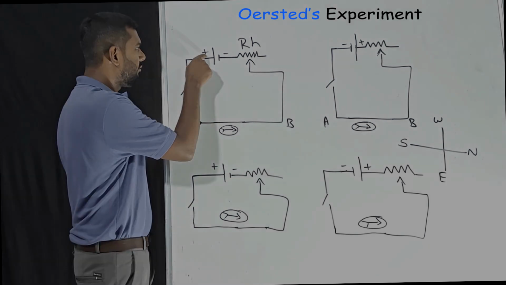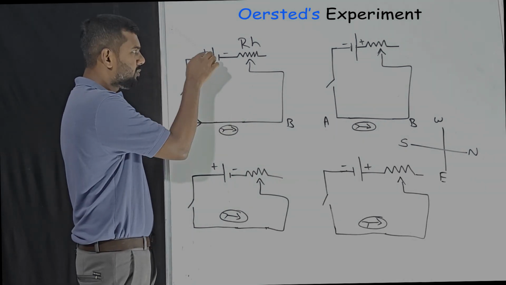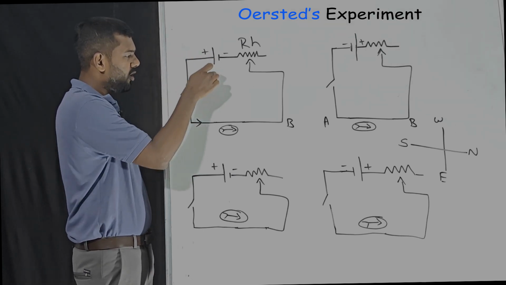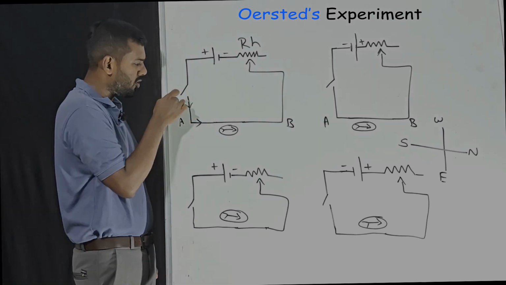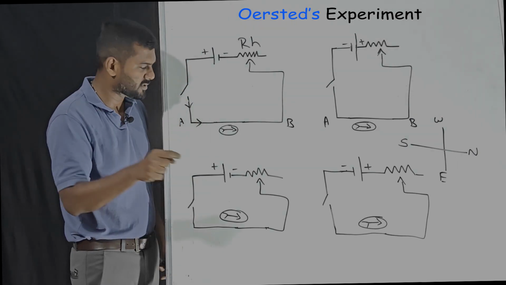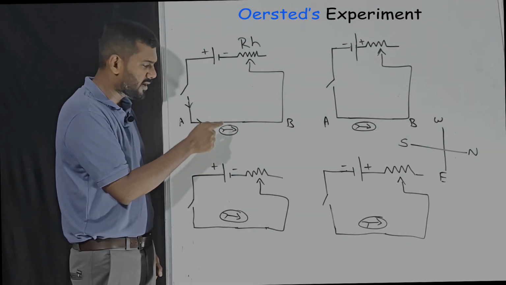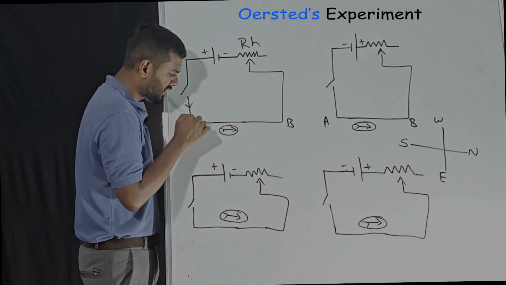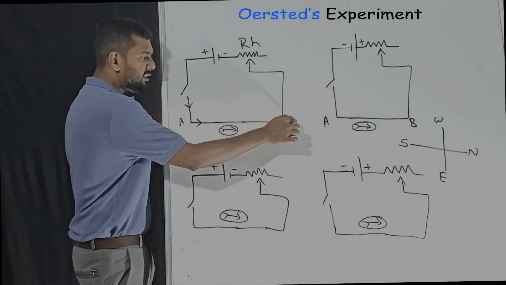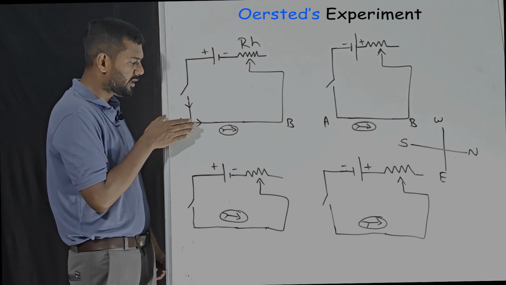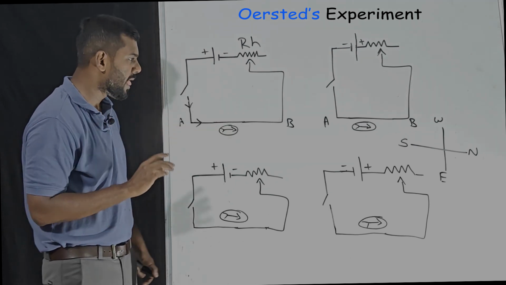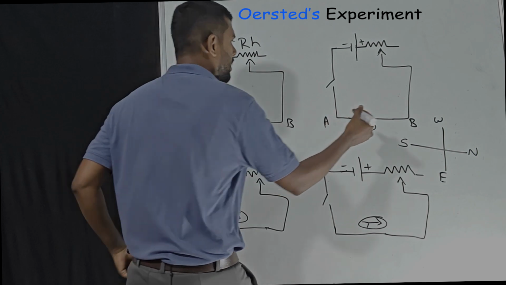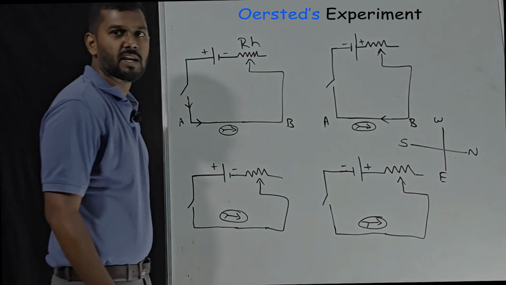See, now for this diagram, plus is here, so current starts flowing. We don't care about all these directions. Where is the compass? Compass is here. Where is the wire? Wire is above it. So only this part is enough. In this part, where is the current? It is towards right. Next, here current is coming from this direction, right? So the current is flowing in this direction.